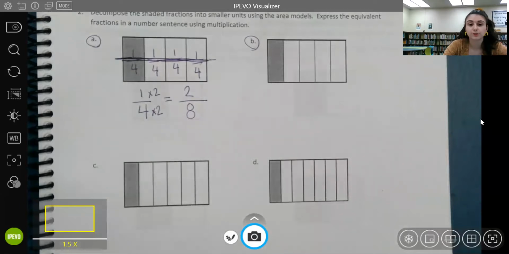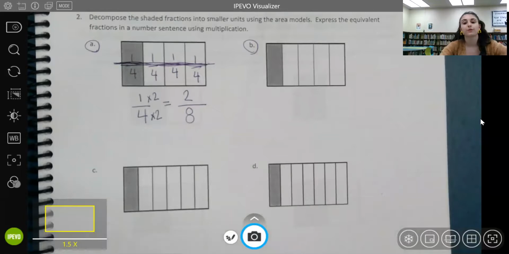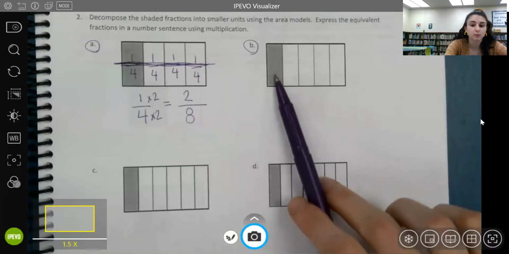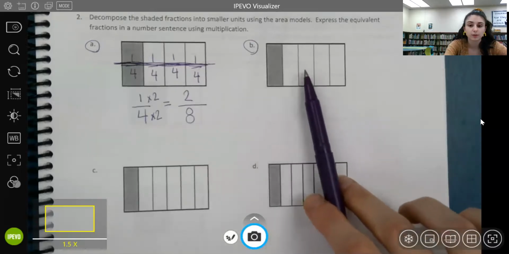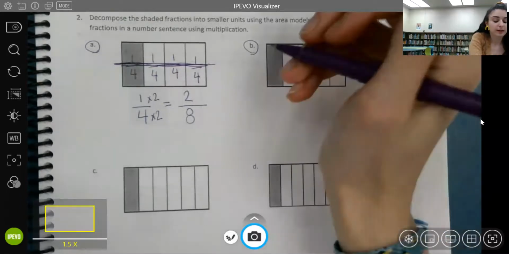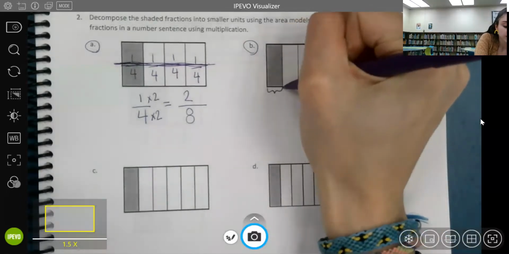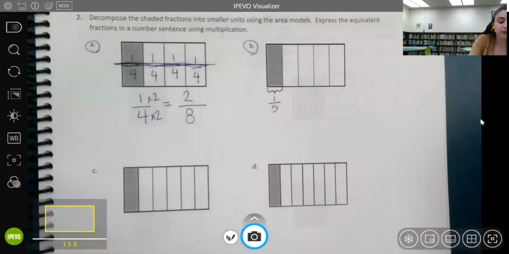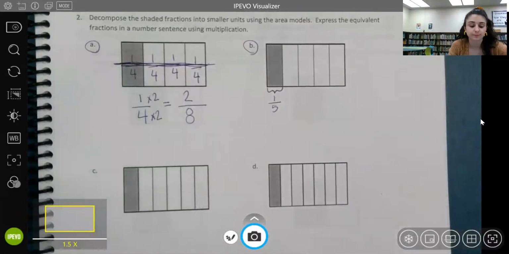So now we're going to do that again. So I want everyone to think, what are we going to do first? So the first thing we should do is count the number of boxes. So there's 1, 2, 3, 4, and 5. So that means this shaded region is 1/5 of the tape diagram.